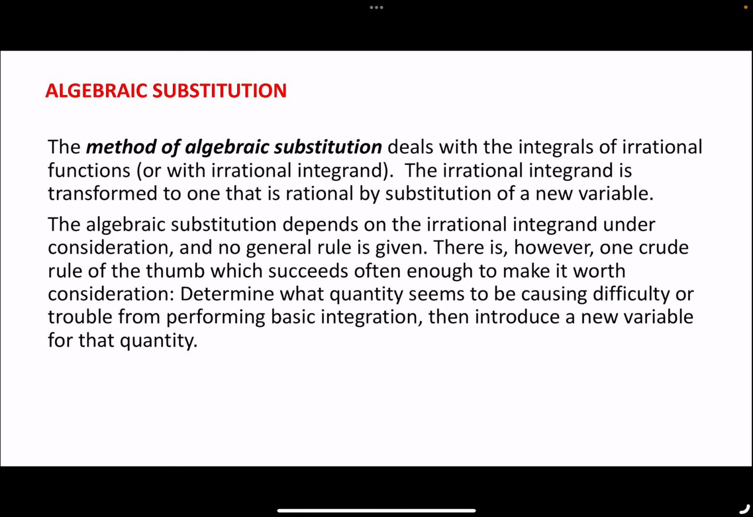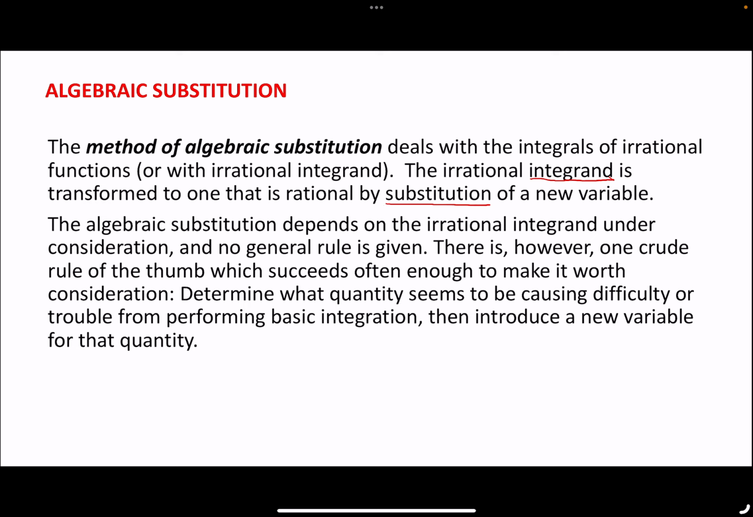Algebraic substitution. Algebraic substitution is the first of the many substitutions that we can apply in order to integrate an integrand. The method of algebraic substitution deals with the integrals of irrational functions, or with an irrational integrand. The irrational integrand is transformed to one that is rational by substitution of a new variable.